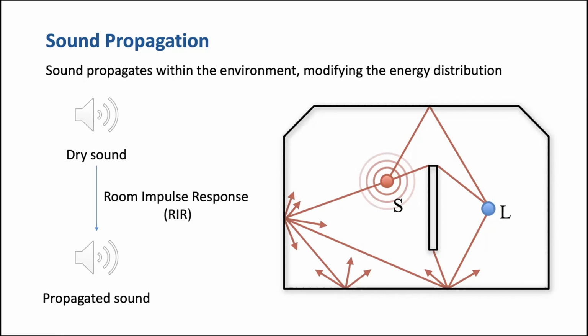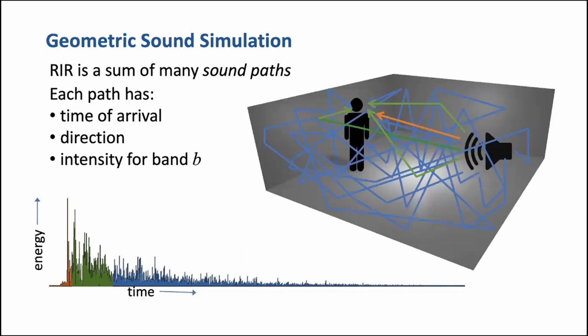The propagation behavior of sound in a room can be characterized by the so-called room impulse response. Conventionally, we decompose the RIR by the order of reflections. There are direct sound, early reflections and late reverberations. The final room impulse response is constructed from many individual sound propagation paths that each have associated information about the time of arrival, direction, and intensity.